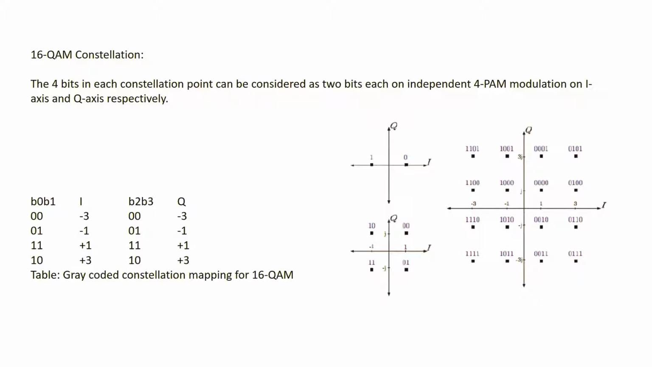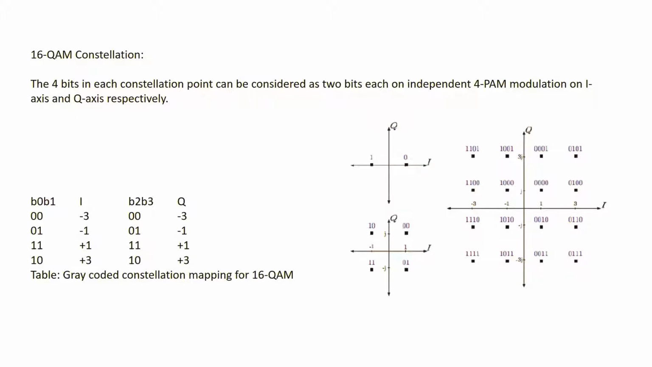In the constellation of the 16 QAM, the 4 bits in each constellation point can be considered as 2 bits each on independent 4 PAM modulation on the I-axis and Q-axis. I is the in-phase component and Q is the quadrature component.